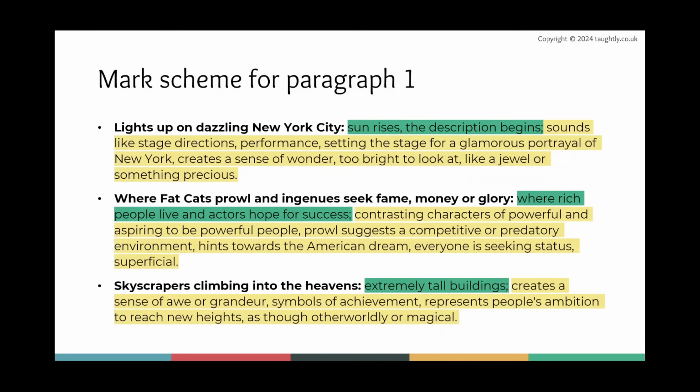Next image, "where fat cats prowl and ingenues seek fame, money, or glory," meaning where rich people live and actors hope for success. Effect: contrasting characters of powerful and aspiring to be powerful people. "Prowl" suggests a competitive or predatory environment, predator and prey, right? Hints towards the American dream because everyone is hoping for something, everyone is seeking status, but ultimately it's superficial. What does fame, money, or glory even mean? It is meaningless.